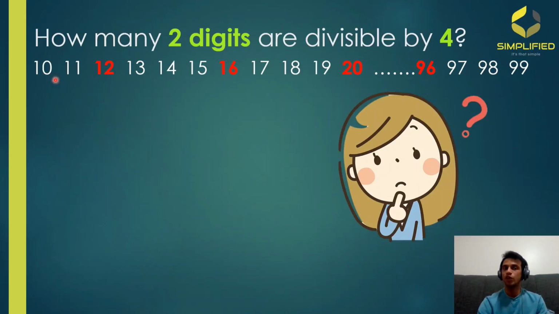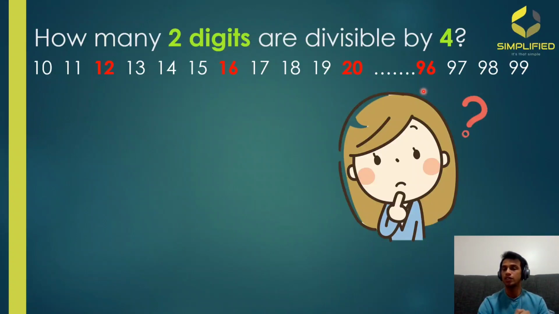So if that's the case, we know that 12 is the first term that is divisible by 4, because 10 will not be going, 11 will not be going, 12 goes 3 times. When it comes to 13, 14, 15, no, but 16, yes, it goes 4 times. 17, 18 and 19, no, but 20 goes 5 times. And likewise, 96 is the last term that is divisible by 4.